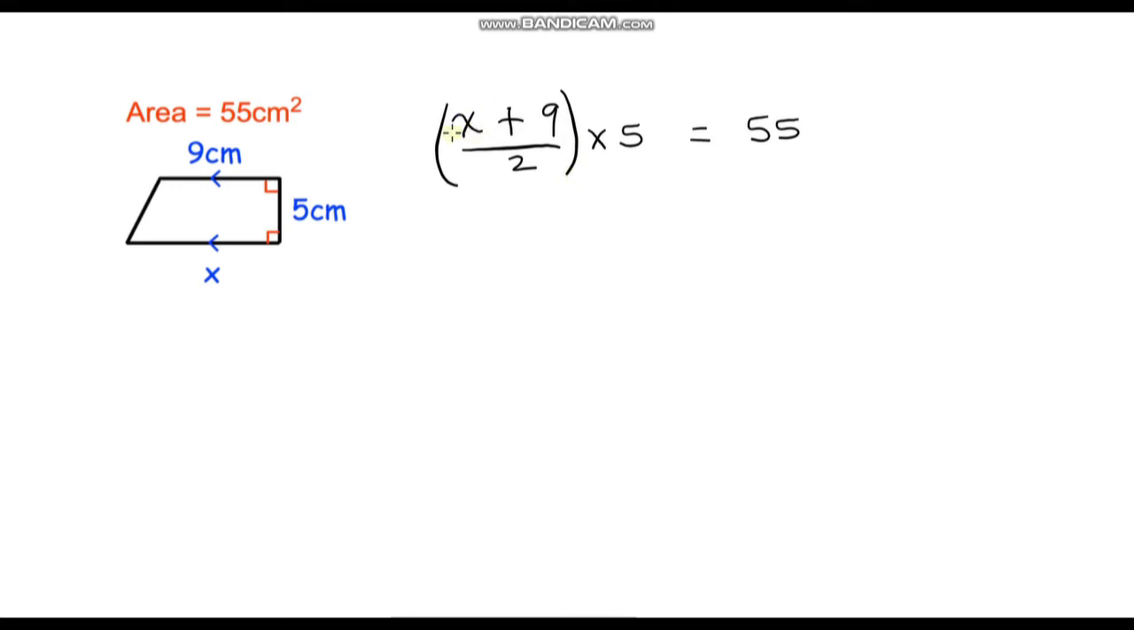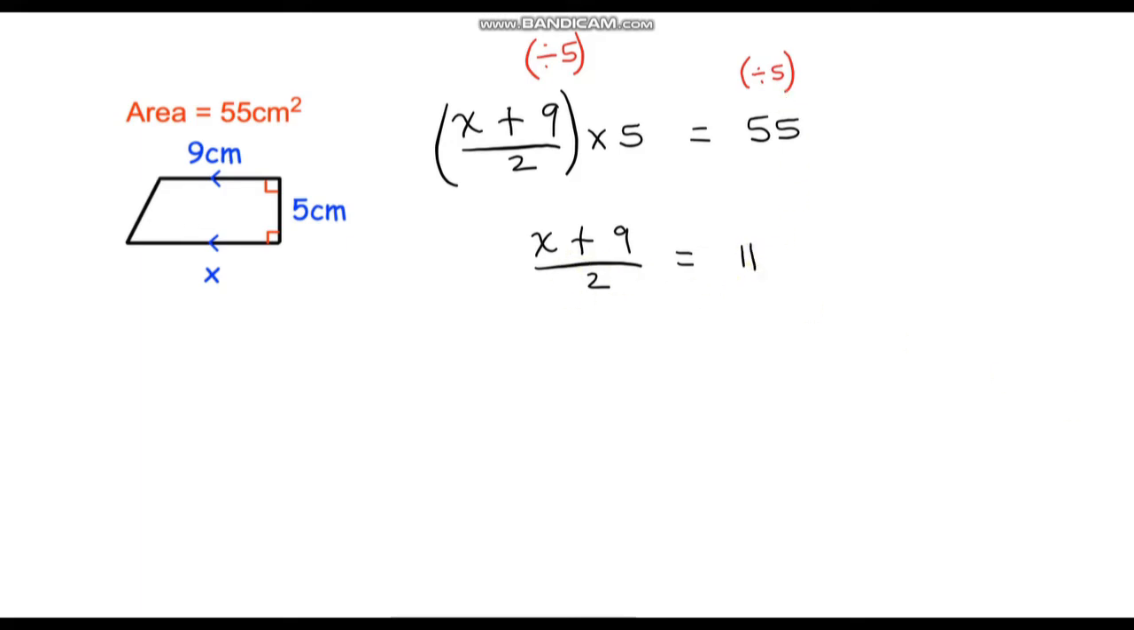Now the first thing I could think of doing is to get rid of this multiplied by 5 here. So to get rid of this, I'm just going to divide both sides by 5. So what are we left with? Well, on the left hand side, we're just left with x plus 9 over 2. And on the right hand side, 55 divided by 5 gives us 11.